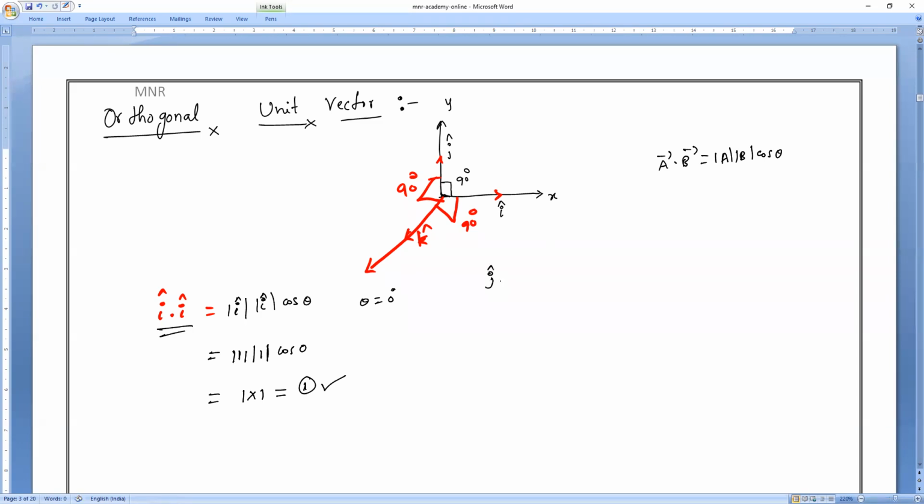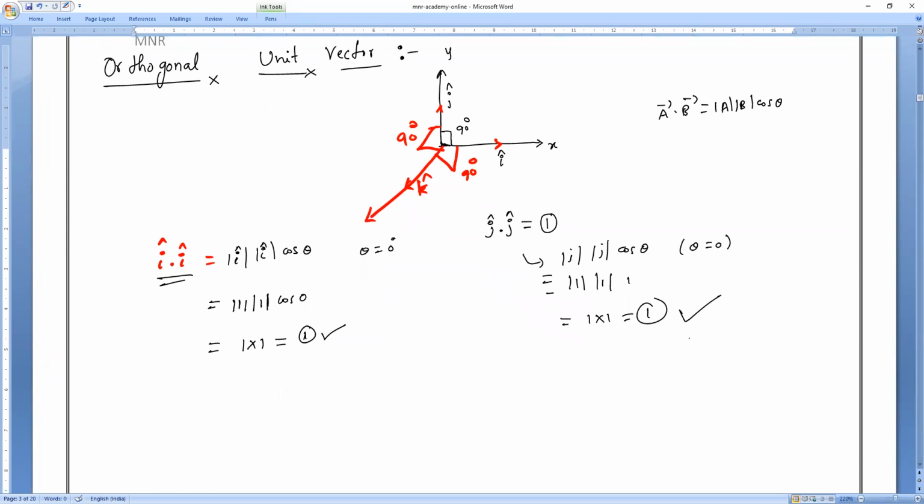Same way, if I take J dot J, how much will come? Everybody, 1. Because I can find it by mod J into mod J into cos theta. Here theta is equal to what? 0. Which is equal to mod 1 into cos 0, how much? 1. So 1 into 1 is 1.